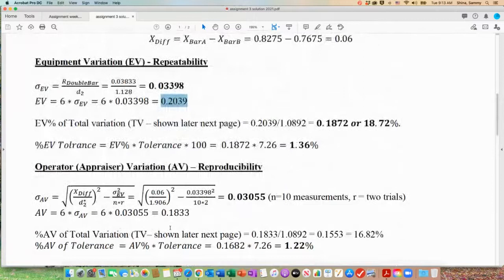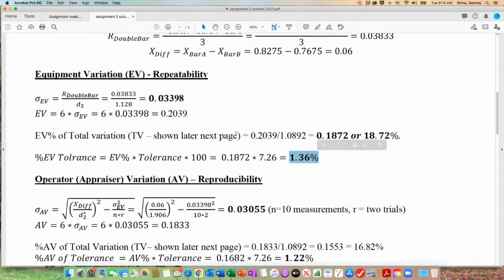Then we have that measurement looks at equipment variation and measures it as a percentage of the total variation. We'll see the total variation very soon, and that is 18% of the total variation is due to the equipment. And of the tolerance, it's 1.36% of the tolerance.